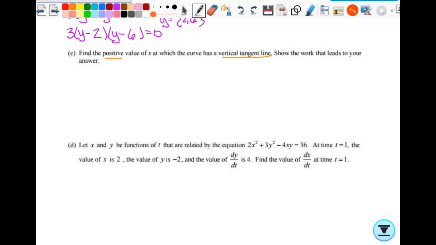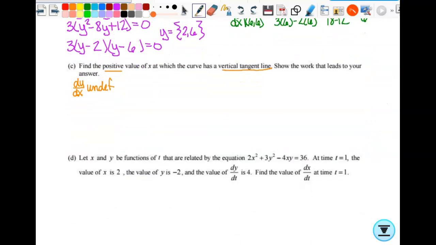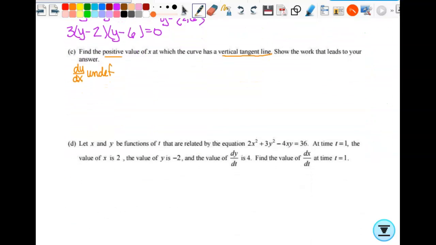Undefined. The slope is undefined, right? So that means we have to figure out where dy/dx would have to be undefined. That's what we're looking for. This is our dy/dx right here. What would make this undefined? If the bottom was 0, right? So that means that if 3y minus 2x was equal to 0, then it would be undefined. Does that make sense? All right.